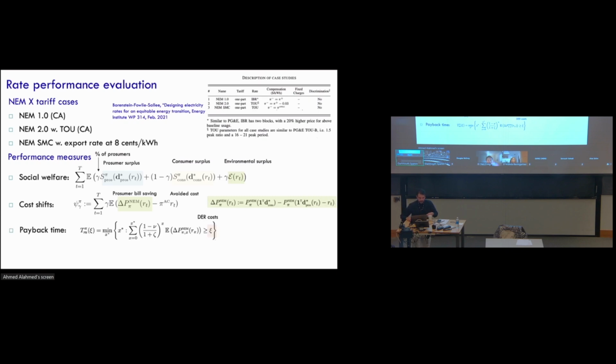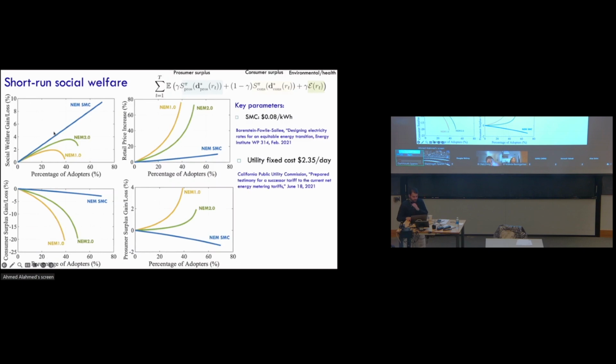Then we have payback time, system payback time, or rooftop solar payback time. We have market potential, which is basically a function of the payback time. So here I want to show this figure. The top left one shows the social welfare of the population under 3 net metering implementations. The x-axis is the percentage of adopters.